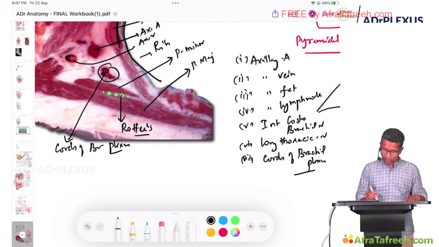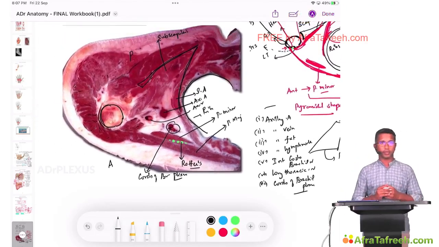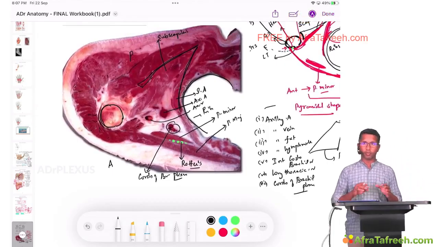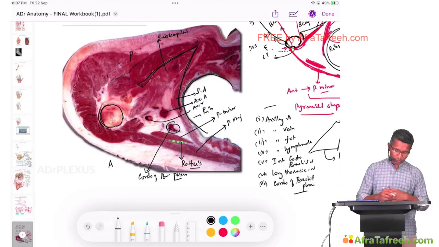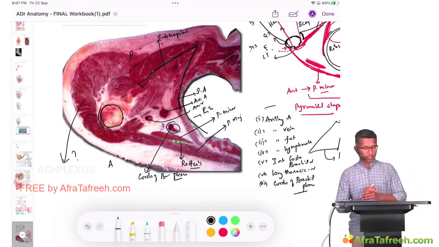Okay, so these are the cords of the brachial plexus. So this is about the axilla. They can give you a cadaveric image and they can ask you like this. So in this cadaveric image, apart from this topic, I will ask you one more question. What does this muscle represent? Can anybody tell me what this muscle represents?